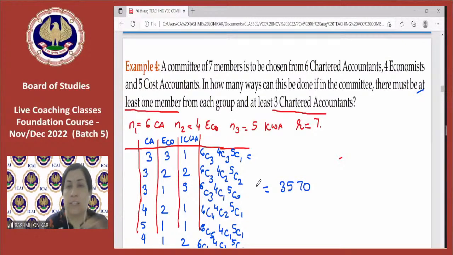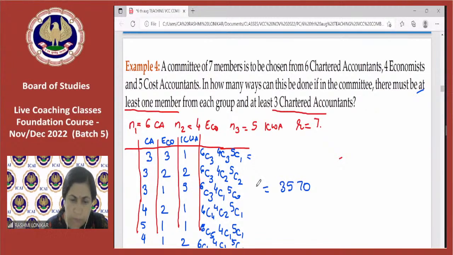The possibilities are that I have 3 CAs, at least 3 CA means 3 CA, 2 economists, 1 ICW. 3 CAs, 1 economist, 2 ICW. 3 CAs, 2 economists, 2 ICW. That is the part with 3.